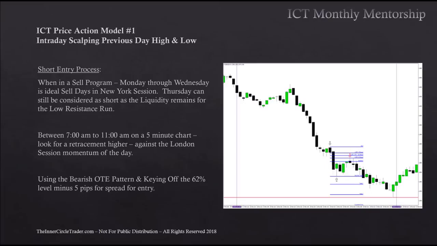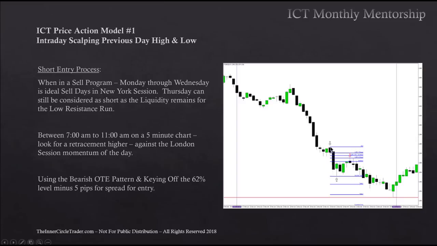on a 5-minute chart, look for a retracement higher against the London session momentum of the day. Using the bearish optimal trade entry pattern and keying off of the 62% retracement level minus 5 pips for the spread for entry. So again, we have another example here.